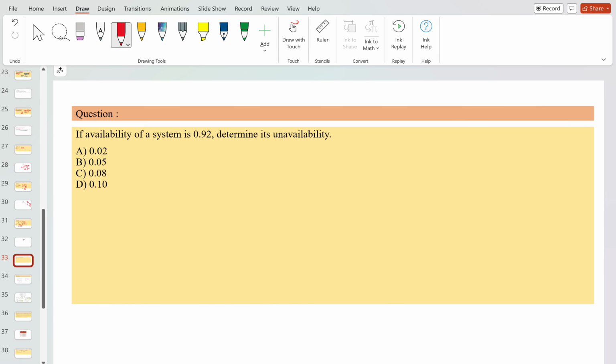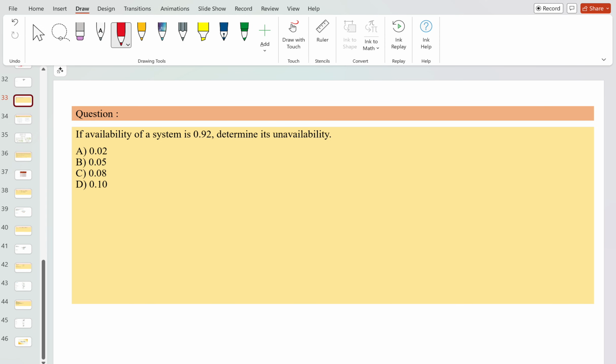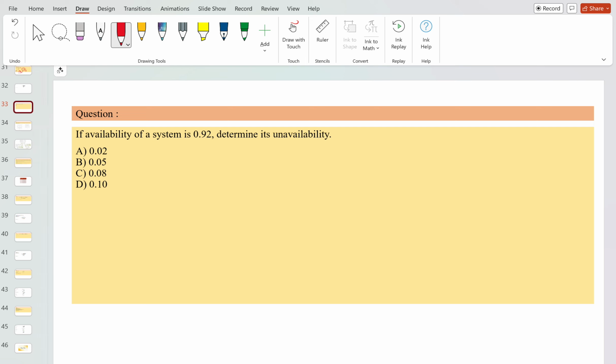Okay, let's move forward. This is a very simple problem. I will give you 10-15 seconds to solve, just let me know whether you are able to solve it or not. Very very simple. Let's see. Okay, that's true, because the system is available for the 0.92 time frame, or you can say the percentage or reliable time frame. So the unavailability will be 1 minus the availability. So that is also correct.